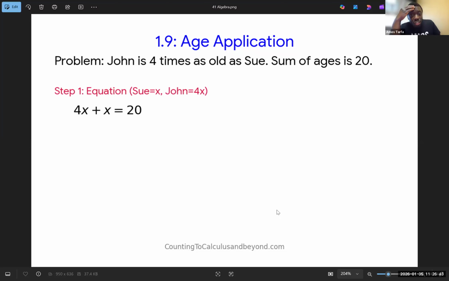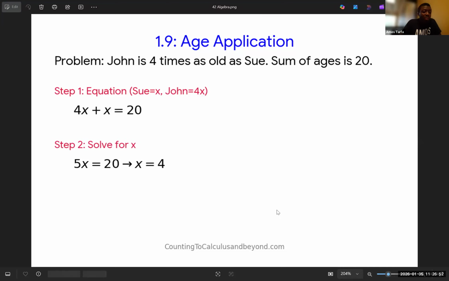So they said John is 4 times as old as Sue. So that means John is 4x and Sue is x. And then the sum of their ages, 4x plus x, is 20. And now we solve for x. After we get the value for x, we know that Sue is 4 and John would be 4 times 4.